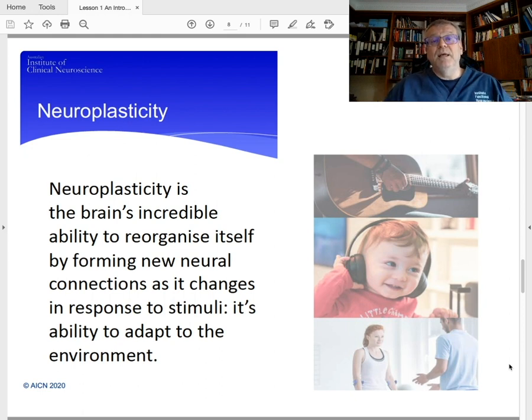So basically, neuroplasticity is the brain's amazing ability to reorganize itself based on information that's coming in from the environment. Now, that information is in all forms and all modalities.